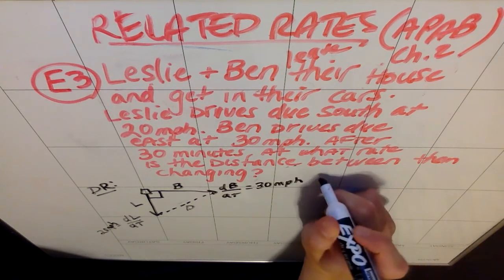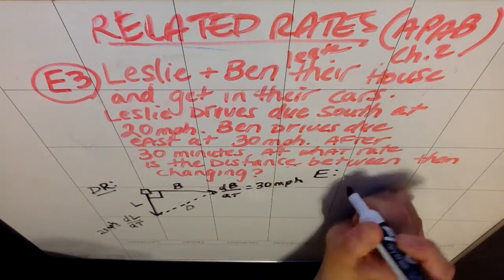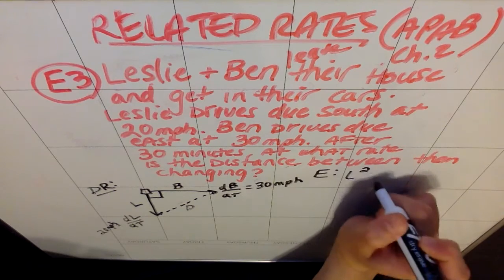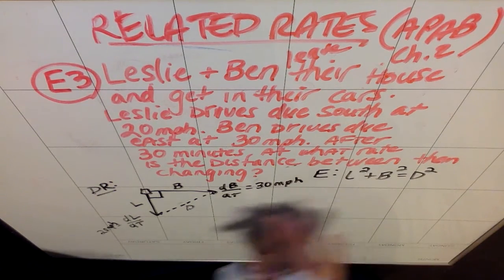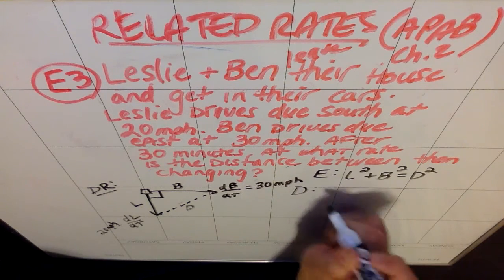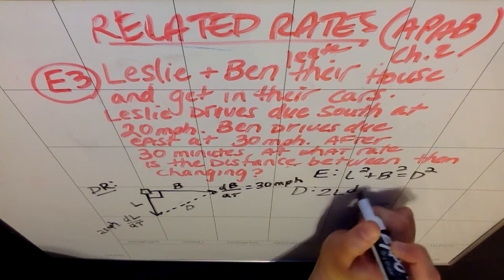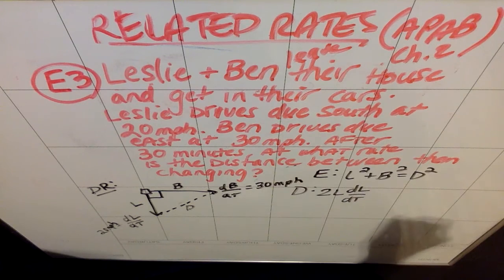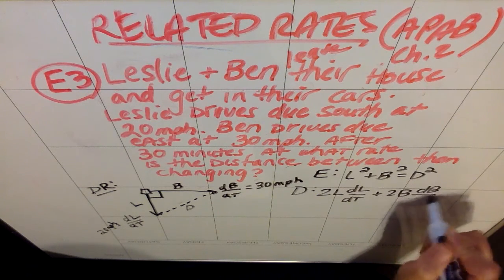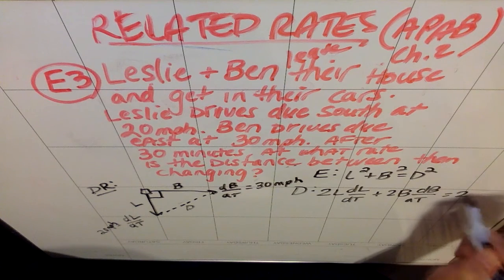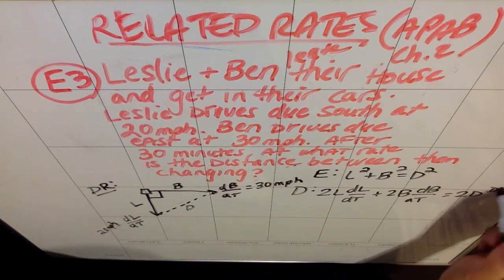He's still driving. And as long as they're driving, the distance between them is changing. So the equation I want to use is the same equation I used for the ladder problem, which is the Pythagorean Theorem: L squared plus B squared equals D squared. Then I need to differentiate with respect to time. So I'm going to get 2L dL/dt, because I'm differentiating with respect to something that's not L, plus 2B dB/dt equals 2D, and then, boy, there's a lot of D's, dD/dt.